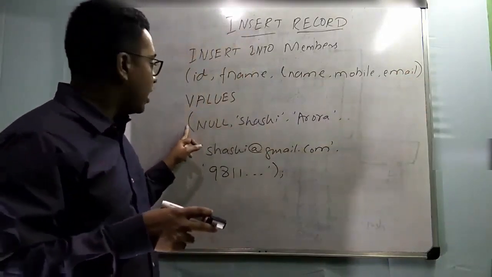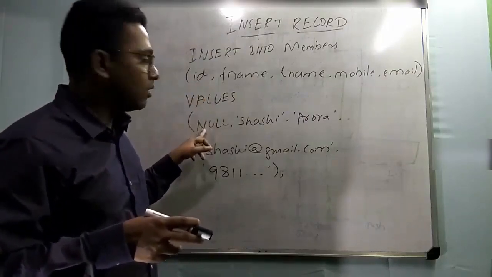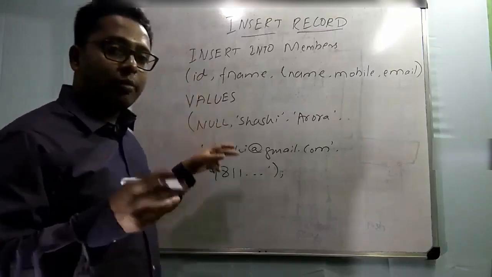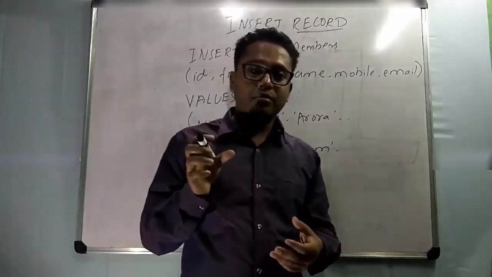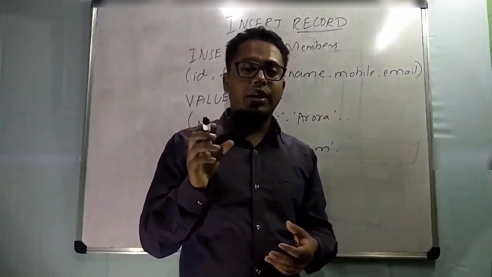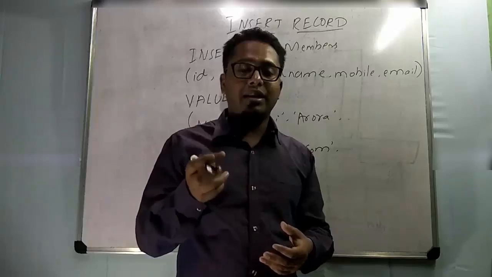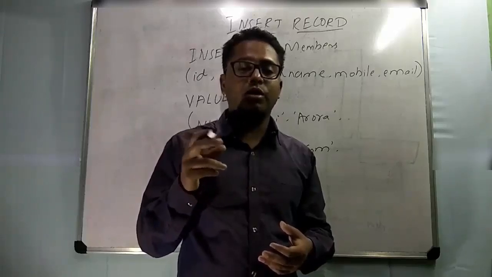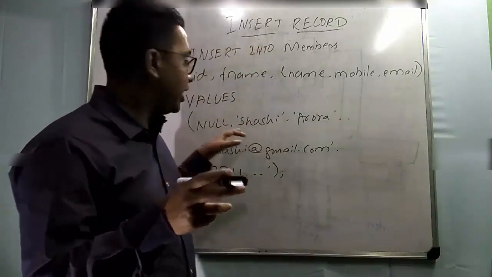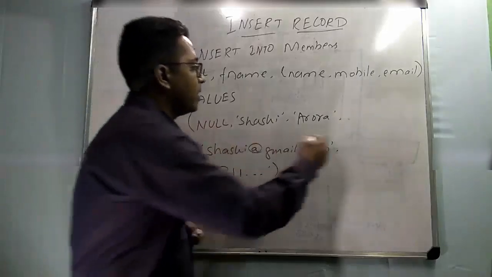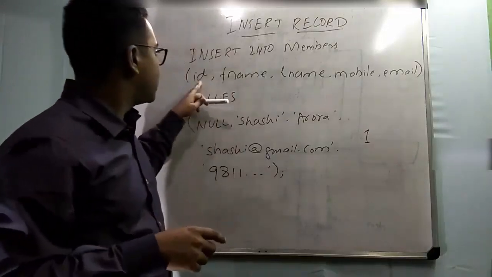Then again you need to open a bracket, and the first value will be null. Why have I written null as the first value for the first field? I hope you remember that in our last video, while creating the table, I set the ID field as auto incremented. That means while entering the data inside the table, I don't have to enter any information for that field. Since this is the first record, ID will be 1, but I'm not entering the value of 1 for this field ID.